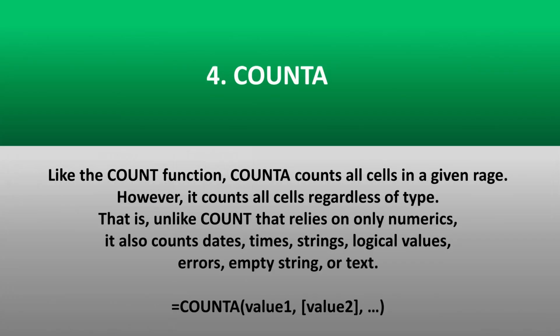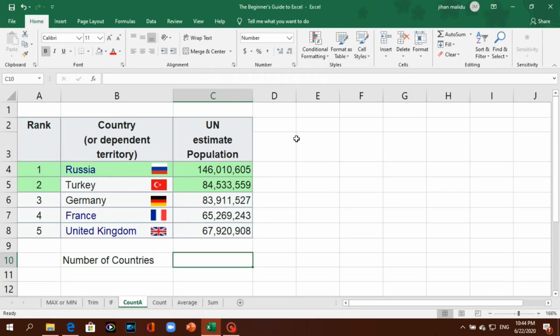Counta. Like the count function, Counta counts all cells in a given range. However, it counts all cells regardless of type. That is, unlike count that relies on only numerics, it also counts dates, times, strings, logical values, errors, empty strings, or text.